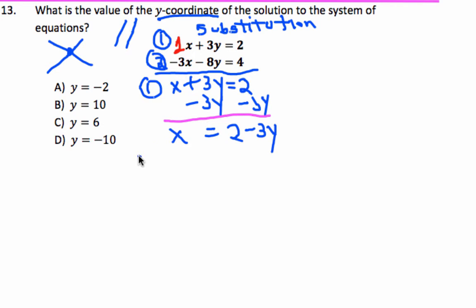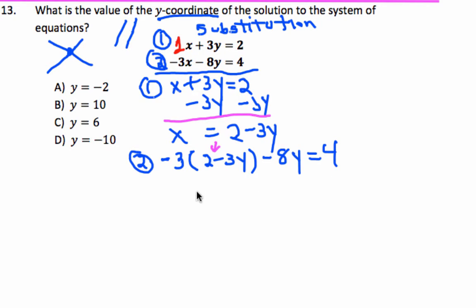Now, I substitute. I'll go into equation number 2, and I begin equation number 2 with negative 3. Now it says negative 3x, but I just solved for x. So what I'll do here is substitute the previous value I've solved for x, 2 minus 3y. So I'll place 2 minus 3y here, minus 8y equals 4. I'll solve for y, and I will have answered the problem.